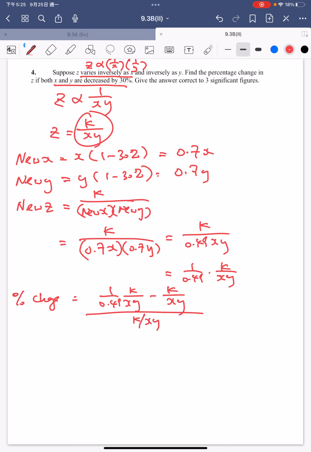So taking out the common factor, which is k over xy, what we have is 1 over 0.49 left, and then minus the 1, divided by k over xy. So k over xy is our common factor on the numerator and denominator, so we can eliminate it. Then we use our calculator to calculate 1 over 0.49 minus 1, which will give you the answer of 1.04. Then we can change it to a percentage, which will give you 104%.